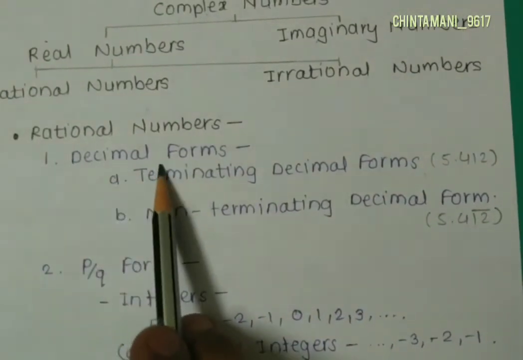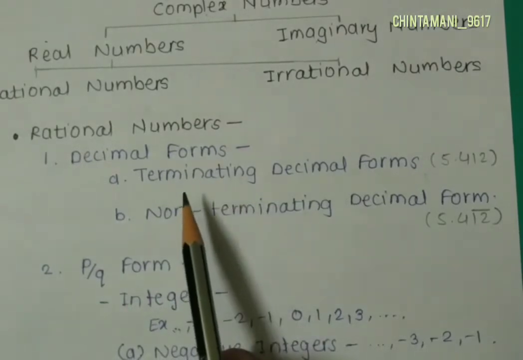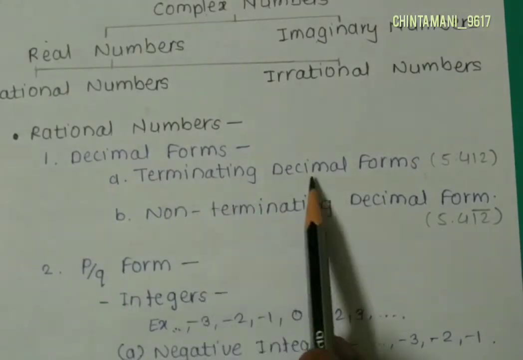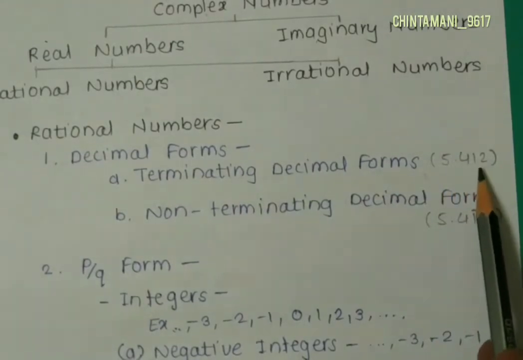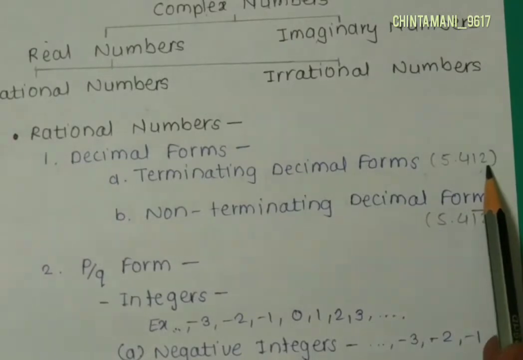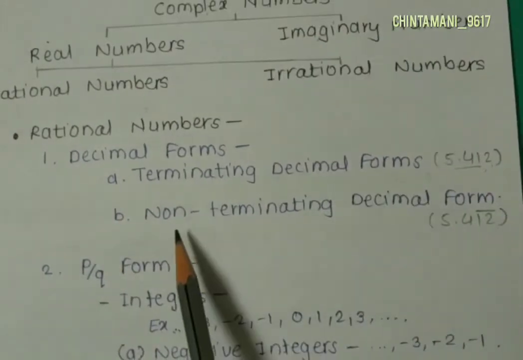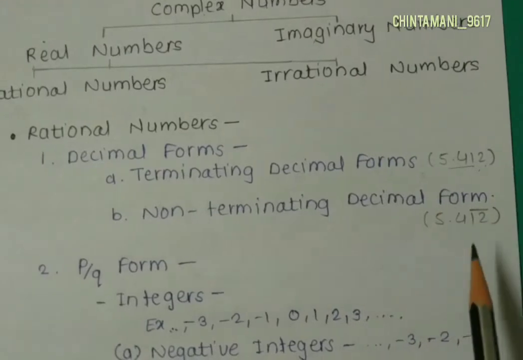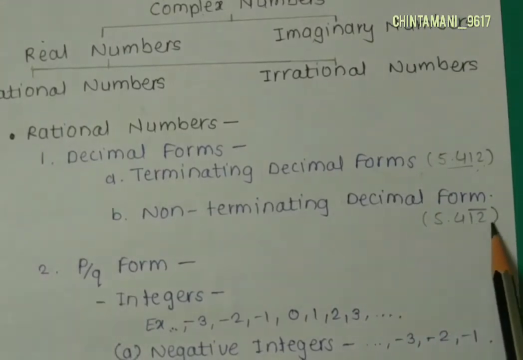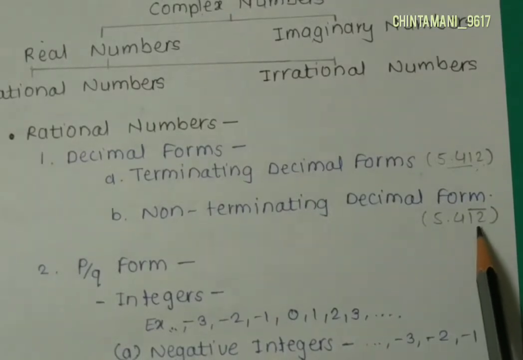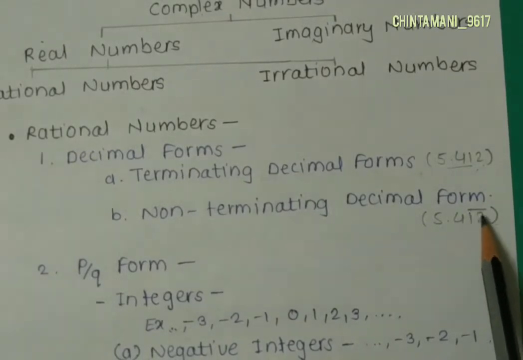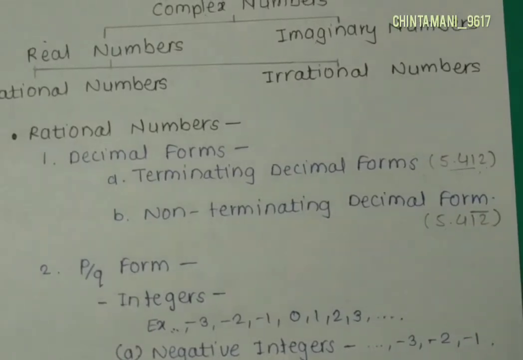First one is decimal form. In that decimal form, there are two types: terminating decimal form, that is 5.412. That means the 2 is the ending of the given number. The second type is non-terminating decimal form. In that, 5.4121212 up to infinity, these types of numbers are called non-terminating decimal form, and we will write it down as the non-terminating number one time with a bar over it.